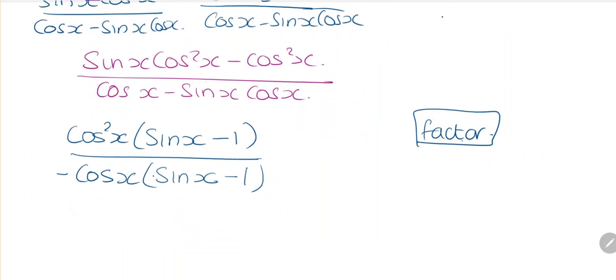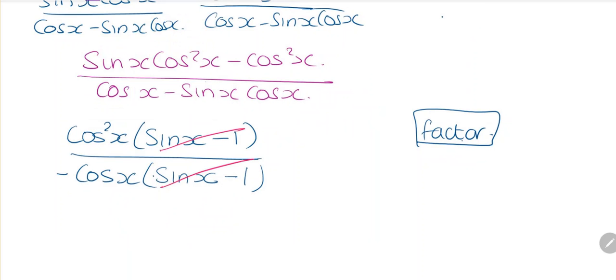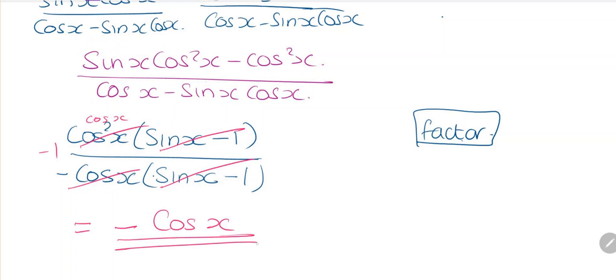And now our terms are the same. This means that these will cancel, and I can cancel one of those. So this just leaves me with cosine of x. And we have a minus 1 here. So the answer will be minus cosine of x.